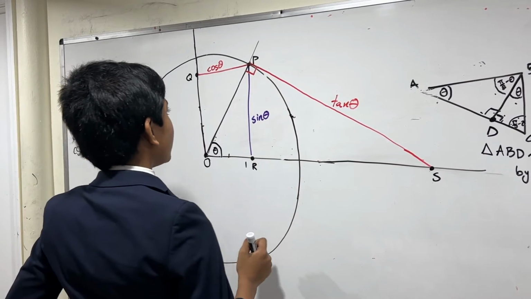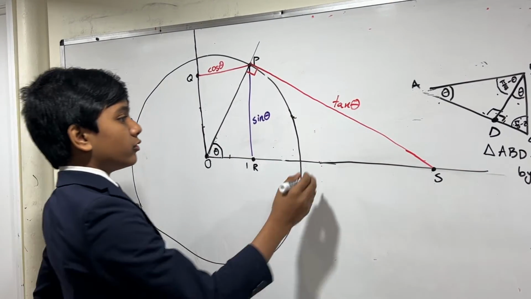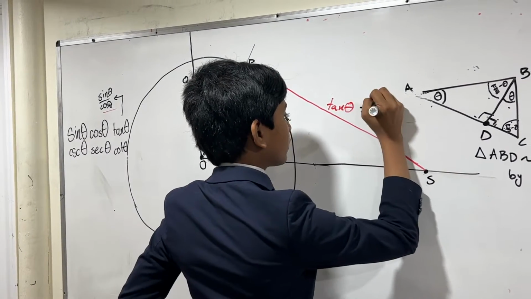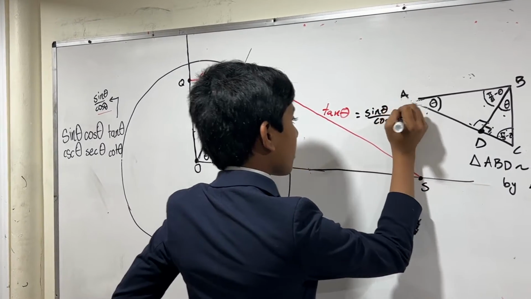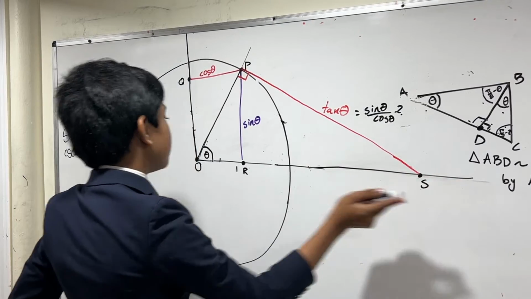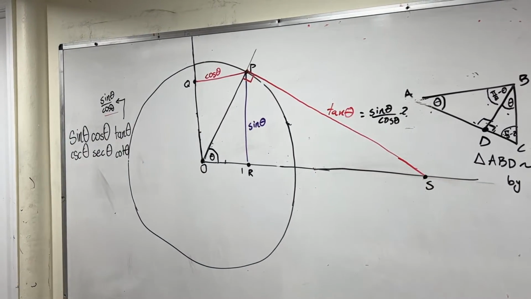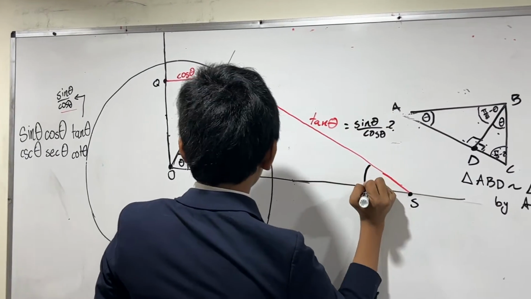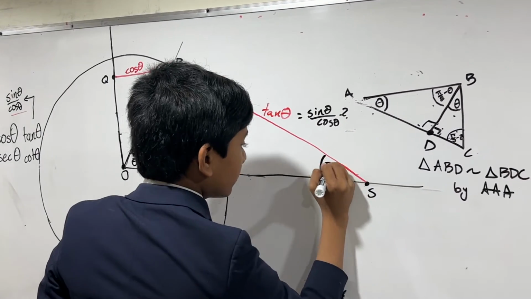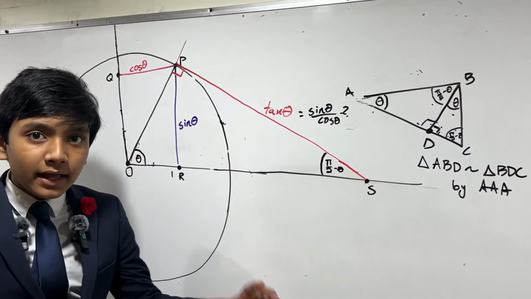What are we going to do next? Well, how do we prove tan theta is sine theta over cosine theta then? Well, it's related to the similar triangle proposition. You see, this angle is pi over 2 minus theta. How did I get to that point?